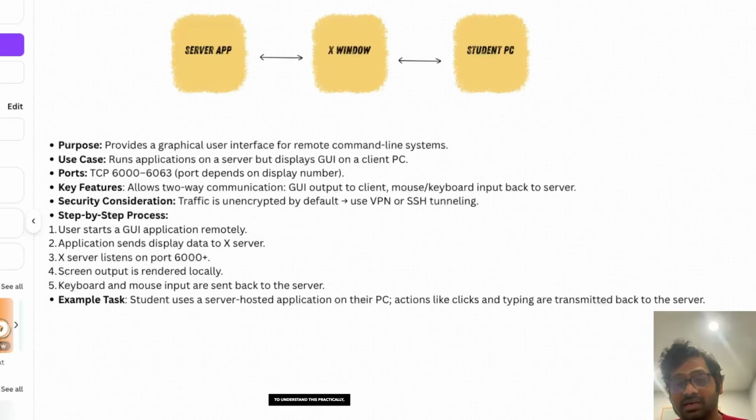To understand this practically, consider a scenario where an application runs on the server and the student accesses it from their personal laptop. Although the application is running on the server, the screen appears on the student's system. When the student clicks the mouse or types on the keyboard, those actions are sent back to the server. This makes X Window a two-way communication system, where the server sends display data and the client sends user input.